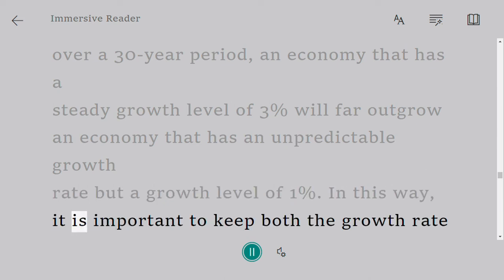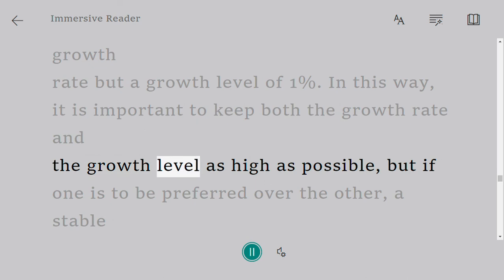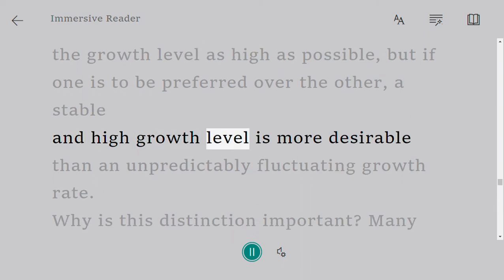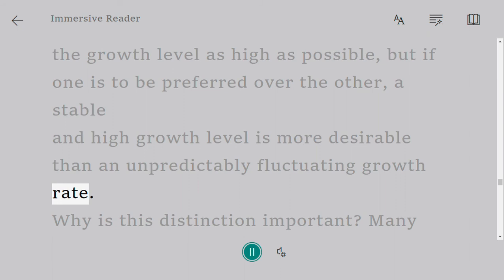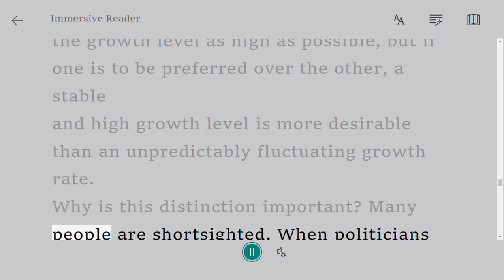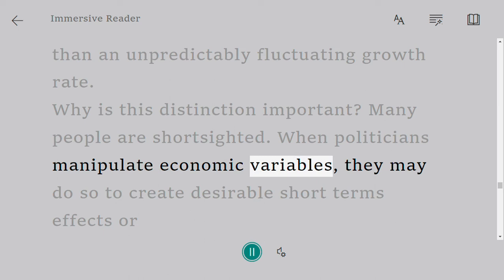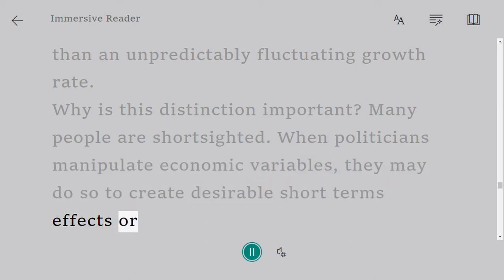In this way, it is important to keep both the growth rate and the growth level as high as possible, but if one is to be preferred over the other, a stable and high growth level is more desirable than an unpredictably fluctuating growth rate. Why is this distinction important? Many people are short-sighted.